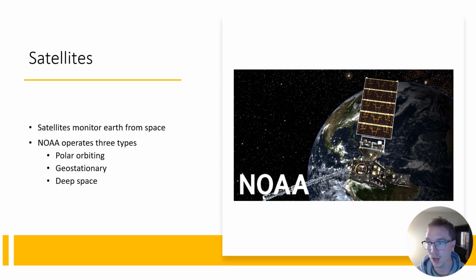Geostationary satellites stay over the same location on Earth, high above the surface, taking images of the Earth as frequently as every 30 seconds. And then deep space satellites face the sun to monitor powerful solar storms and space weather. NOAA also uses data from satellites operated by other agencies and other countries.